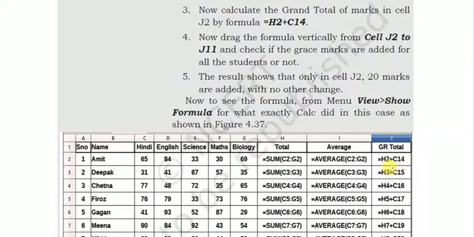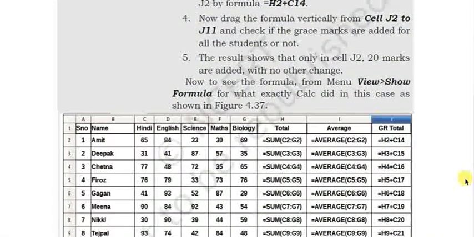Now when you drag it, it will change accordingly. 2 becomes 3, 14 becomes 15. In the next row, 3 becomes 4 and 15 becomes 16. So it is mixed referencing, okay, where you have more than one cell reference and it gets updated.